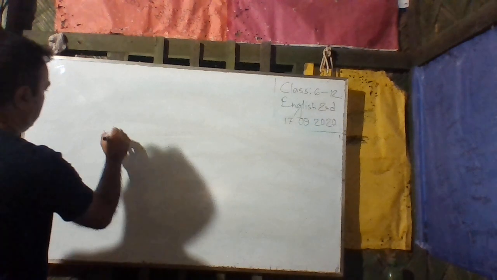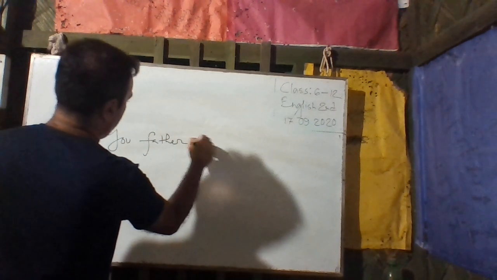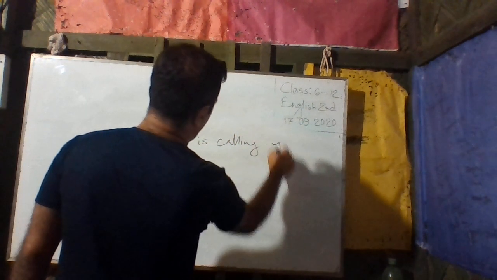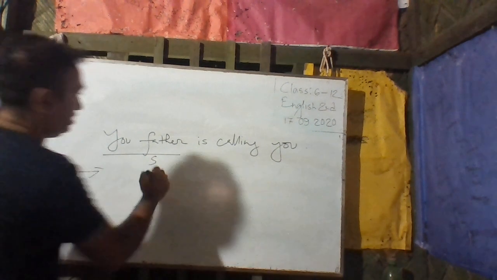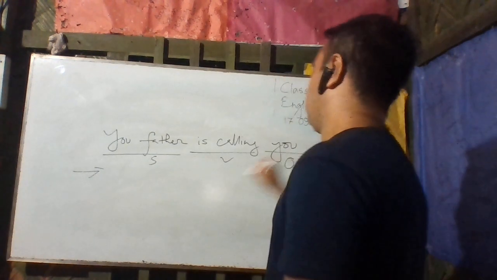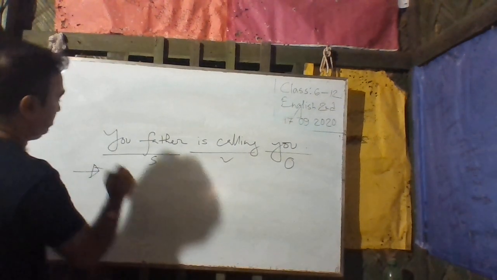Now let's see a sentence in present continuous. Your father is calling you. Your father is the subject, is calling is the verb, and you is the object. So the object will come first. You.